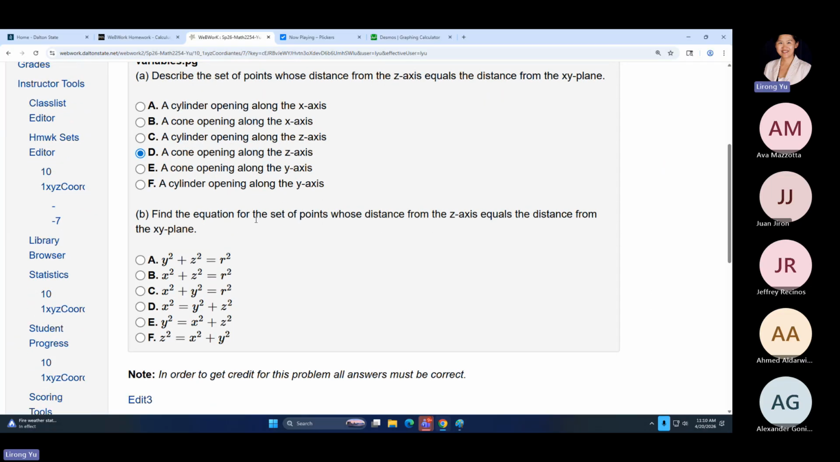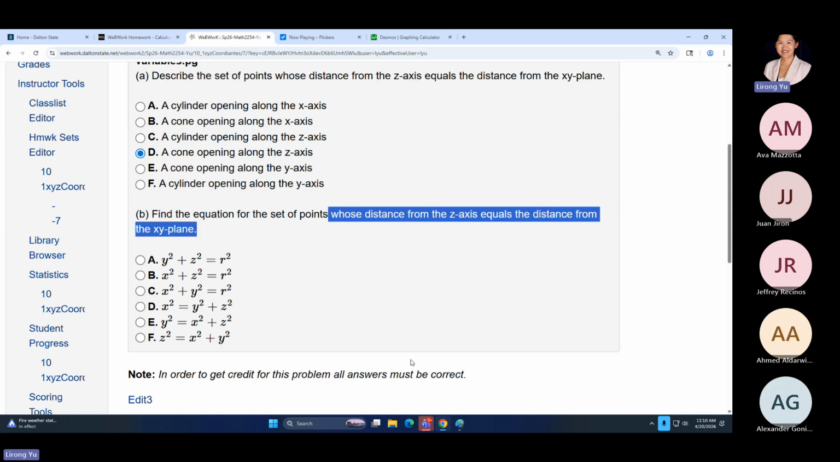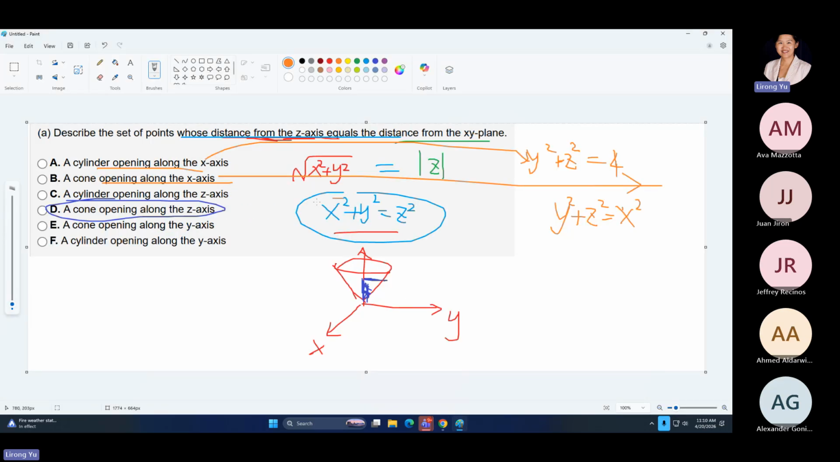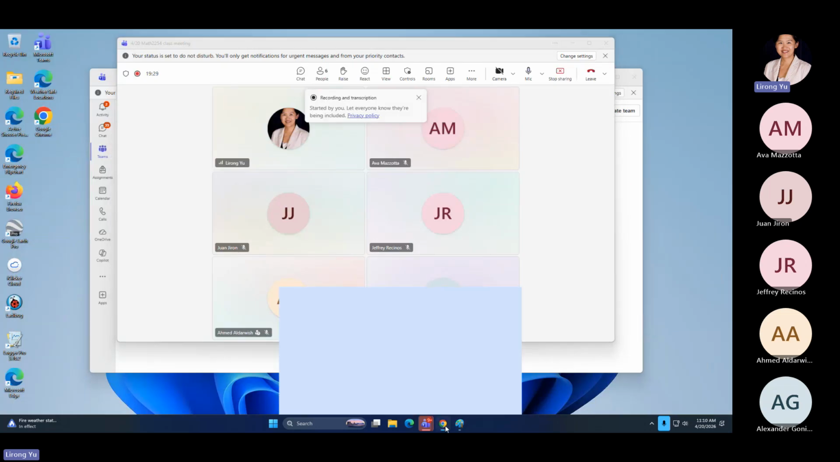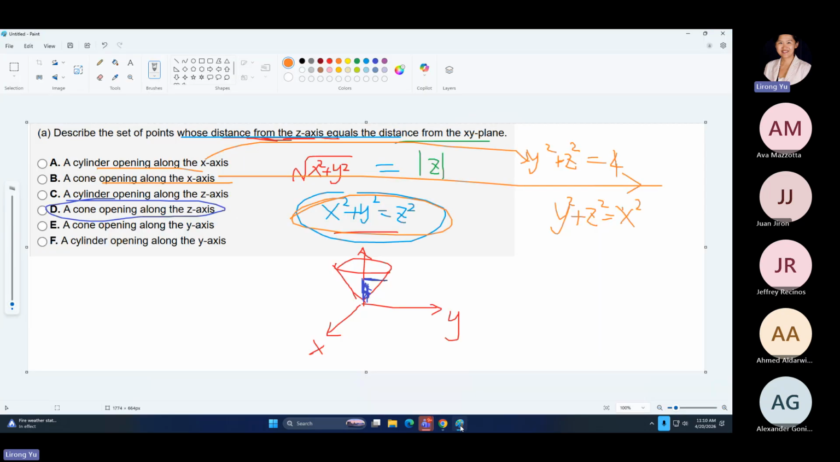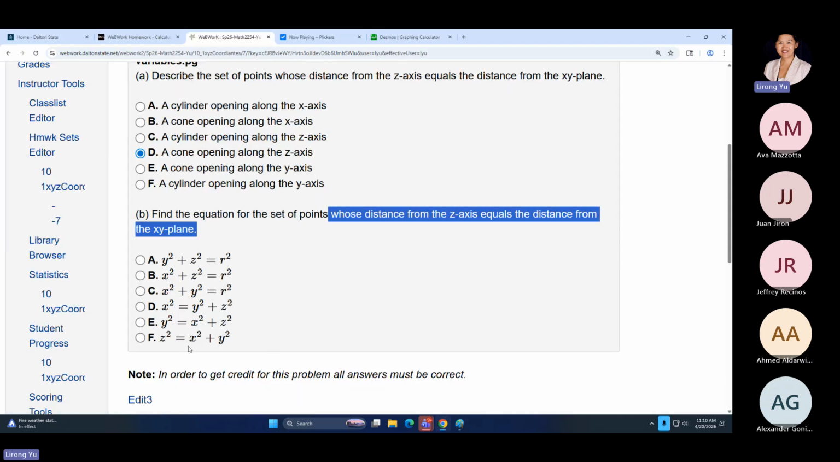All right, the second question: find the equation of the set of points whose distance from the z-axis equals the distance from x. So I guess the two questions are asking for the same thing. I was already writing down the equation, so we go for the one that's identical to mine. So it's z squared equal to x squared plus y squared.